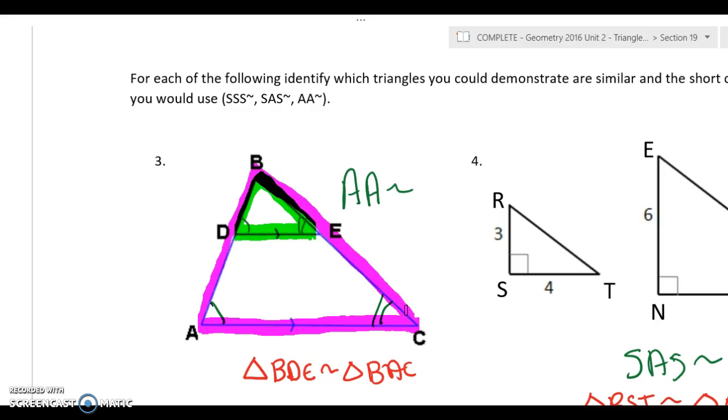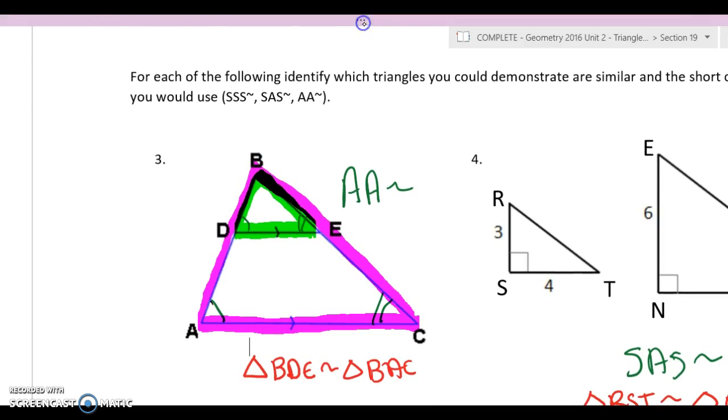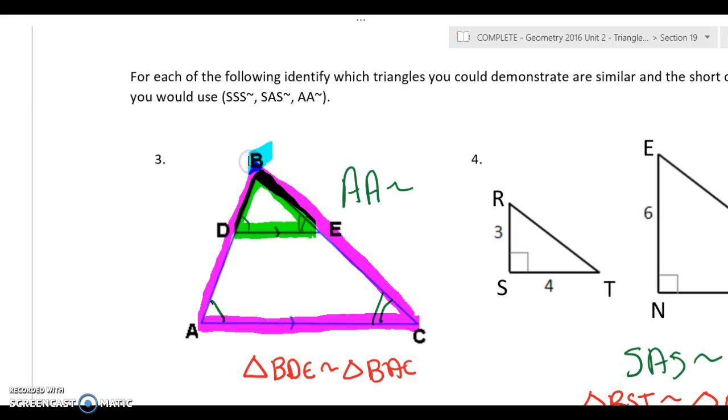And what we're showing here is that we have 2 triangles. What I'm looking for then is the corresponding pieces. So I know that this angle right here, angle B, matches up in both triangles. It's in the same position. It's the same angle because it's overlapping. It's the same thing. Then we look at these 2 angles here.